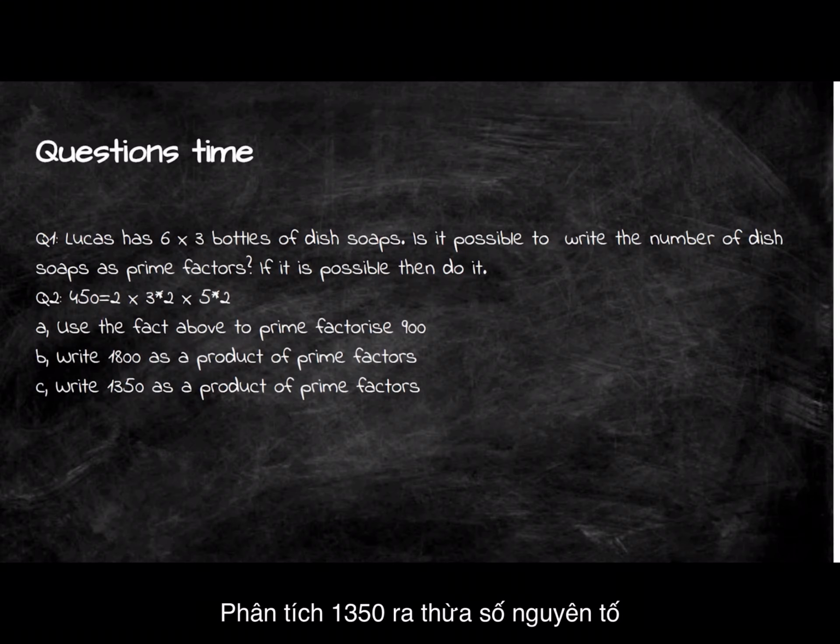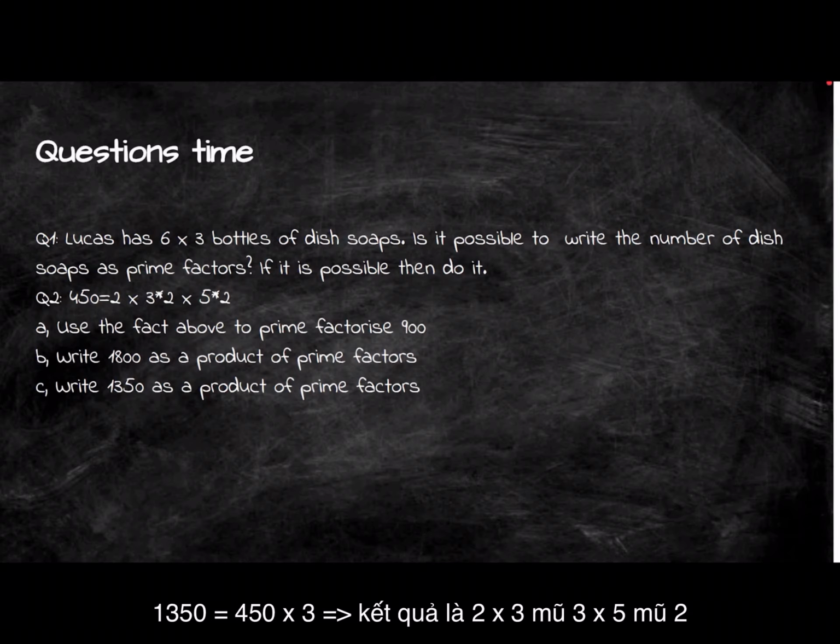C. Write 1350 as a product of prime factors. We can see that 1350 is triple the amount of 450, so we need to multiply the original equation by 3. We end up with the equation 2 times 3 to the power of 3 times 5 to the power of 2.